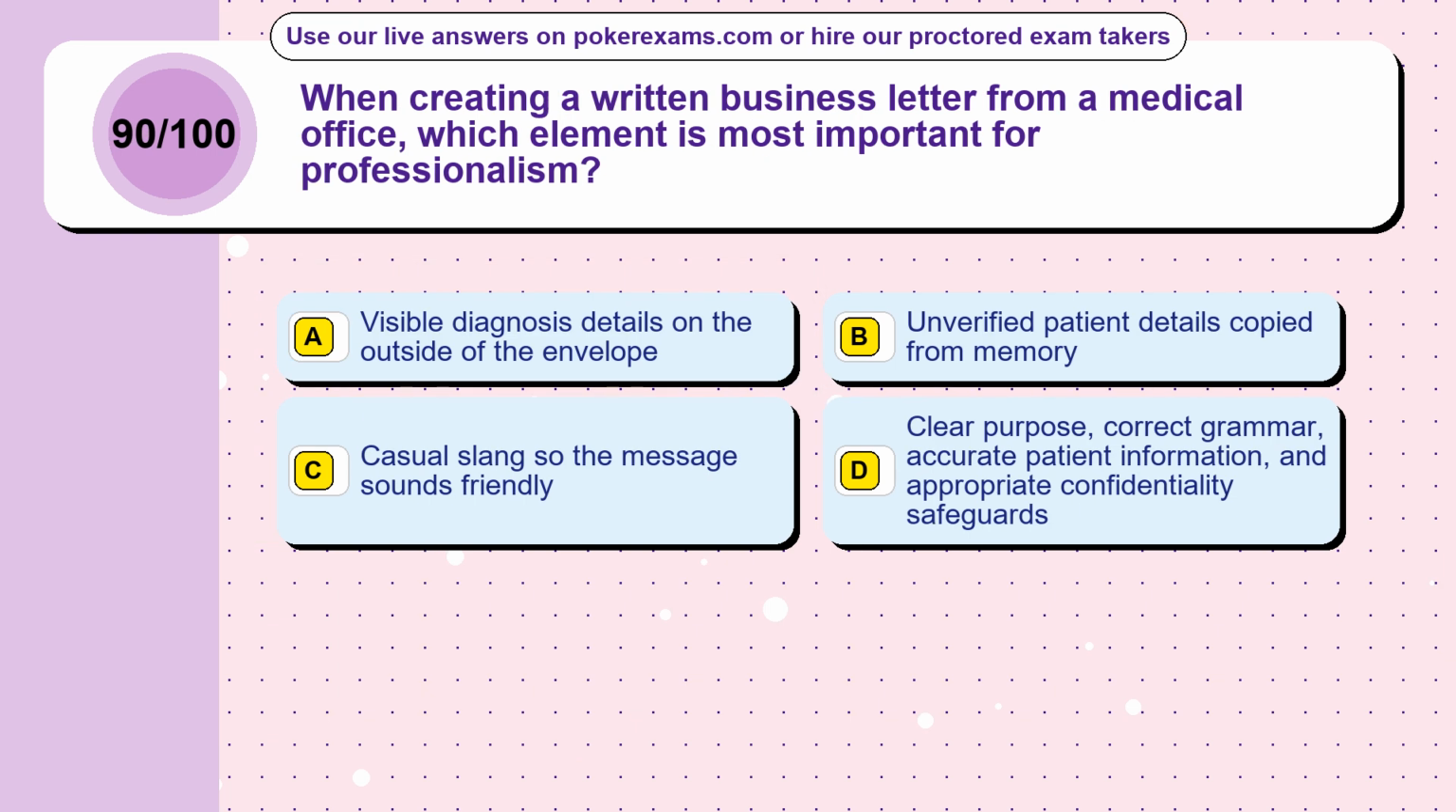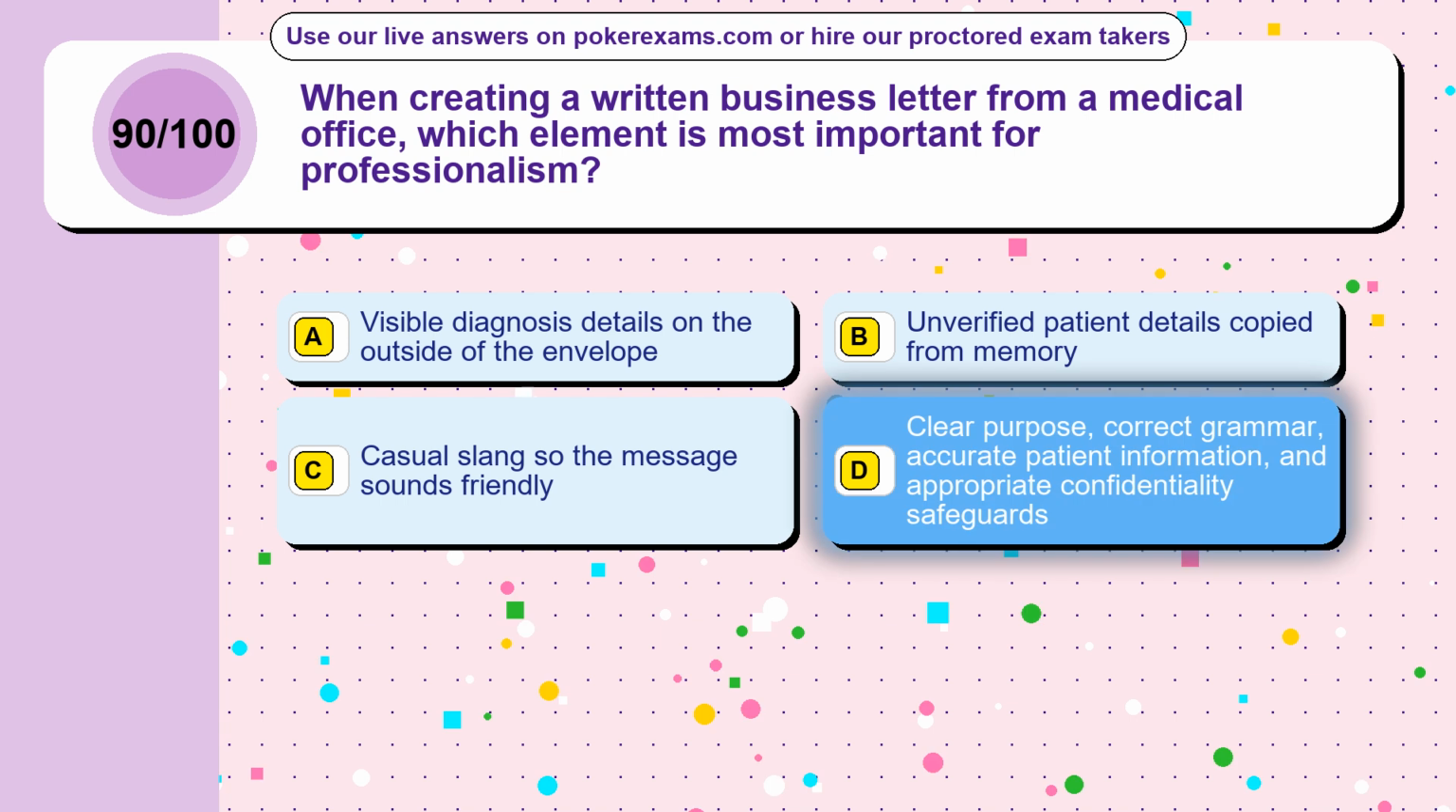Question 90. When creating a written business letter from a medical office, which element is most important for professionalism? Option A. Visible diagnosis details on the outside of the envelope. Option B. Unverified patient details copied from memory. Option C. Casual slang so the message sounds friendly. Option D. Clear purpose, correct grammar, accurate patient information, and appropriate confidentiality safeguards. The correct answer is option D.